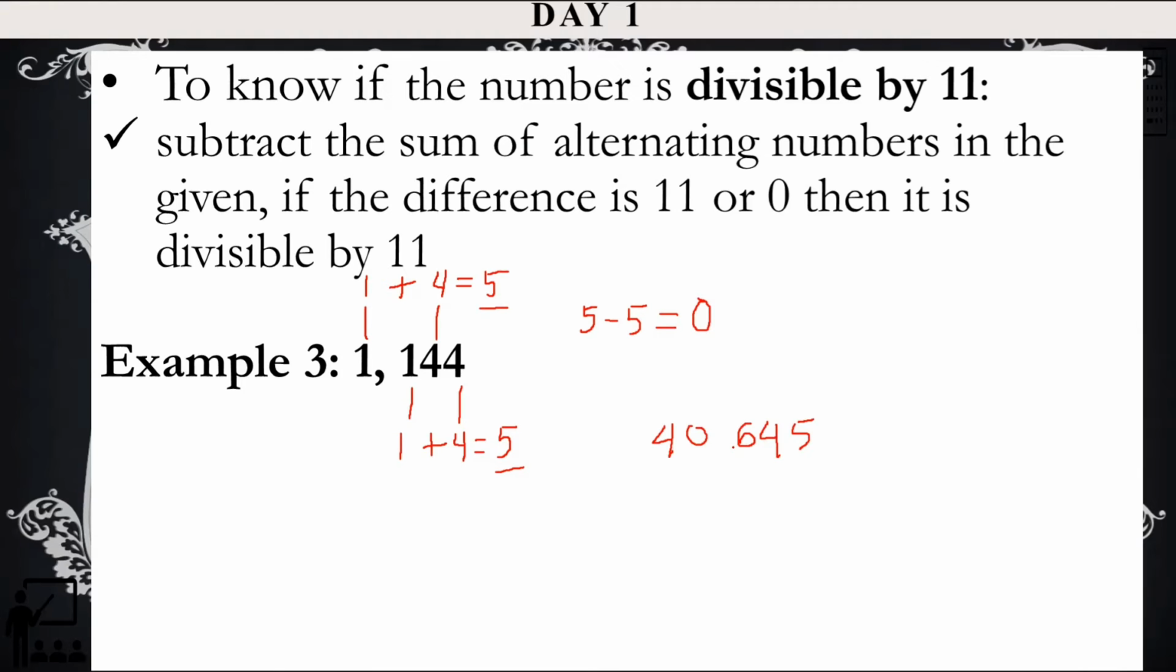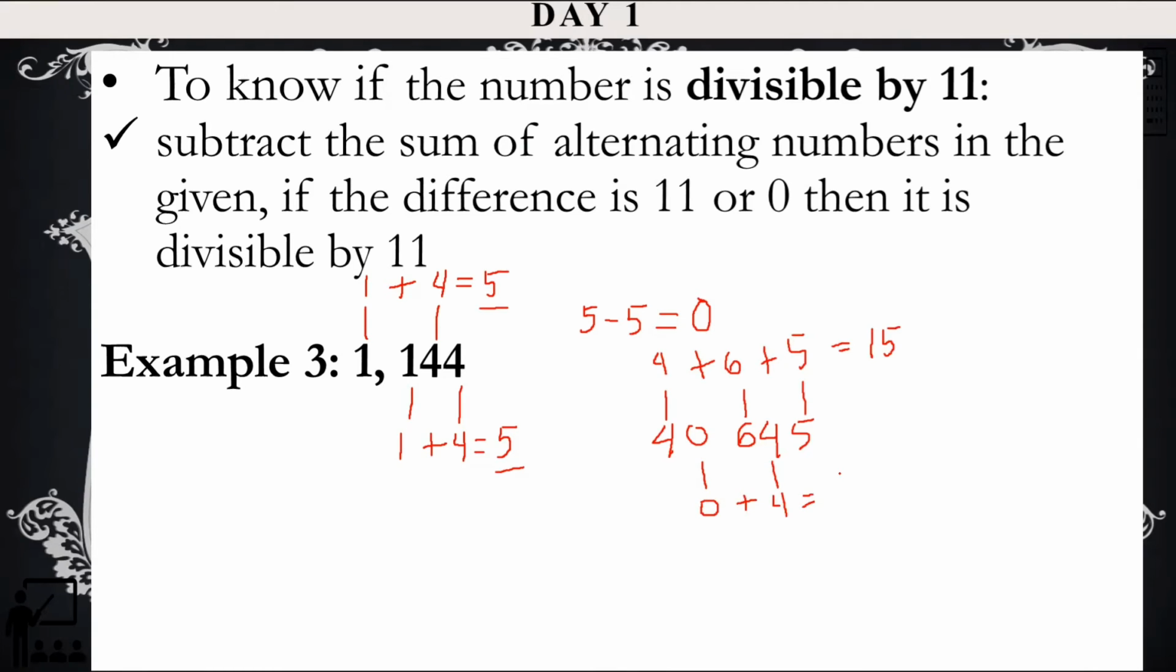So, first is to add the alternating number. So, ano po ba yung mga alternating numbers? O yung parang alternate sila. So, 4, 6, and 5. And the other one is 0 and 4. So, what are we going to do is to find the sum. So, 4 plus 6 plus 5, it is equal to, so 4 plus 6 is equal to 10, and plus 5, it is equal to 15. And then the other alternating number is 0 and 4. So, when we add 0 plus 4, it is equal to 4.